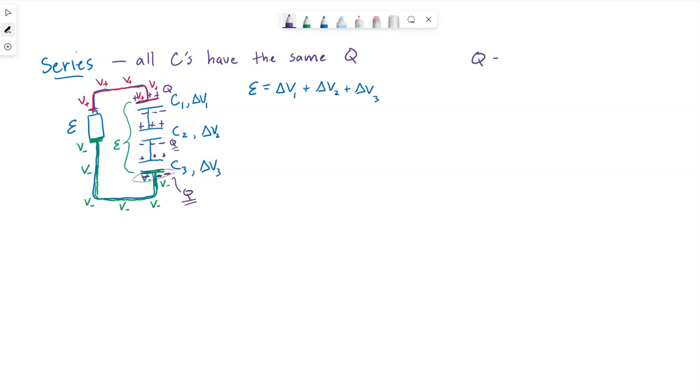Using our relationship for capacitors, if Q is equal to C delta V, then the potential difference across a capacitor is Q over C.